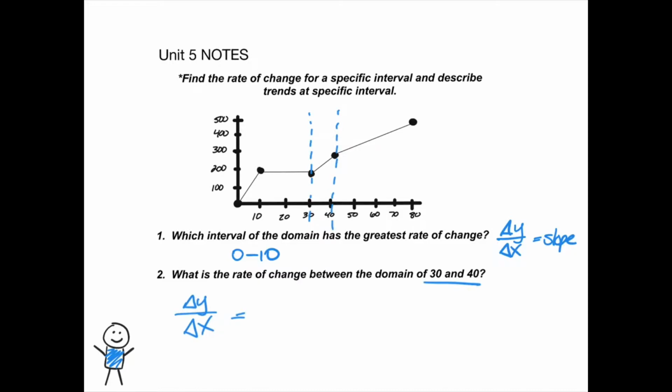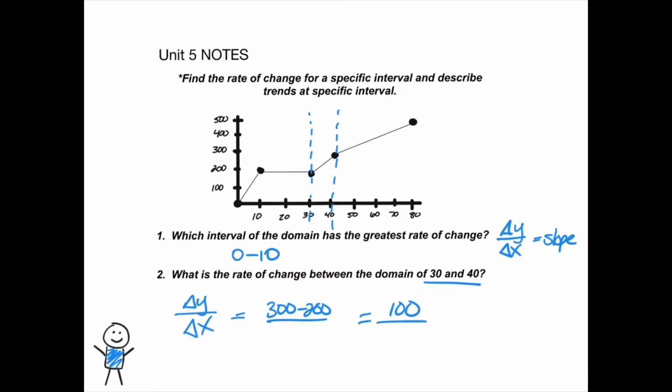The change in y at that interval went from 200 up to 300. So my y value went from 200 to 300. So my change in y is 300 minus 200, giving me a change in y of 100. Now don't forget that rate of change also involves dividing by the change in x. So we have our change in y for that interval was 100.